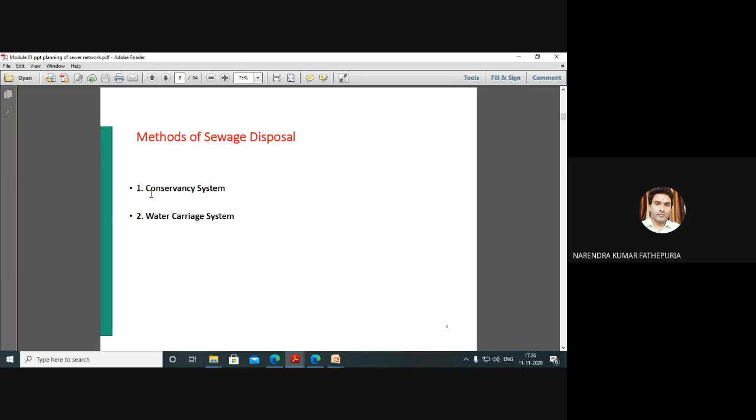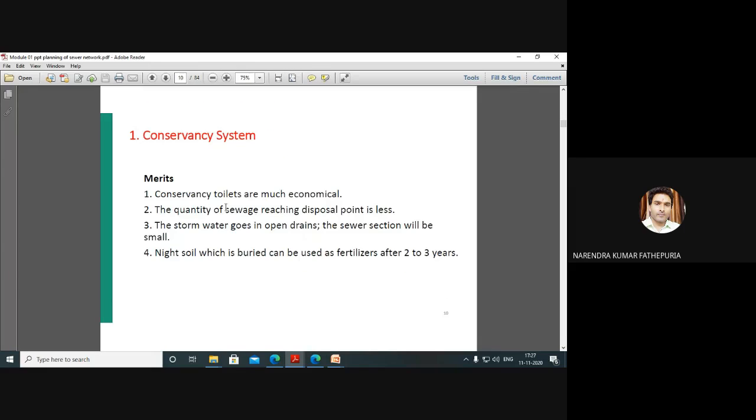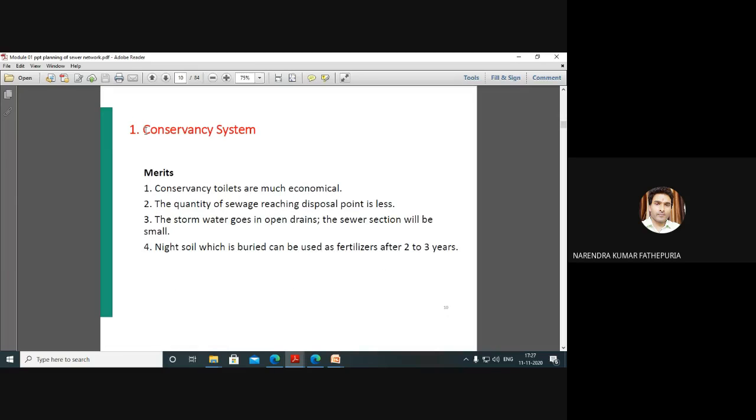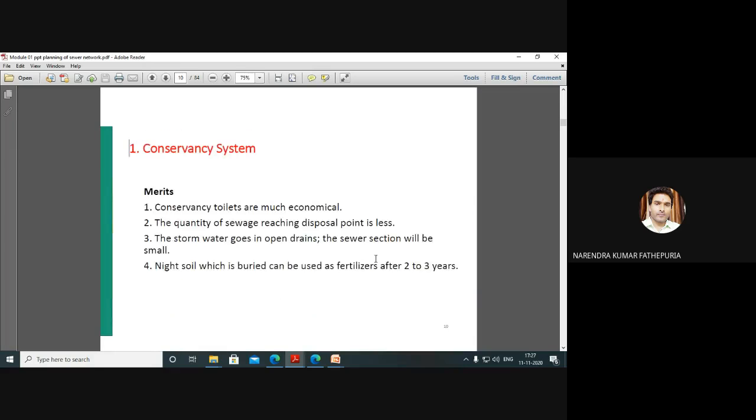There are two methods for sewage disposal: the conservancy system and the water carrier system. Conservancy systems are old systems where there is no particular sewage treatment plant. They have septic tanks and so on. It is suitable for small towns and villages, and it is the old practice. The storm water goes in open drains and the sewer section will be small. The night soil which is buried can be used as a fertilizer after 2 to 3 days. There is open burning and open dumping for the sewage.